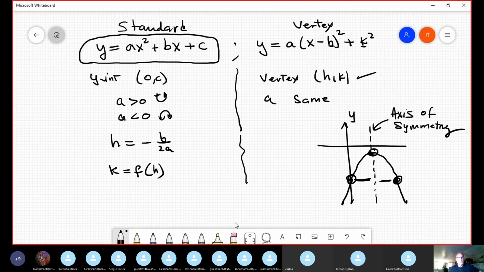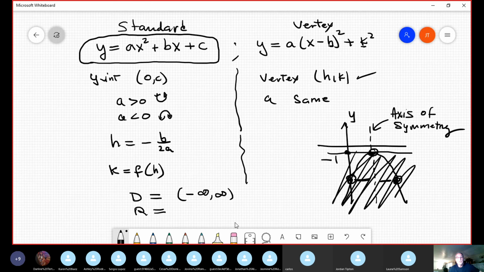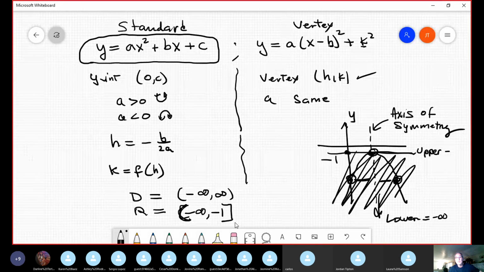One more: the domain is always the real numbers, always. And the range, no. Because in this case, the range is up to this number, suppose that this number is -1. The range is parentheses, minus infinity, comma, -1, bracket. Because minus infinity is the lower bound and the upper is -1 in this example.